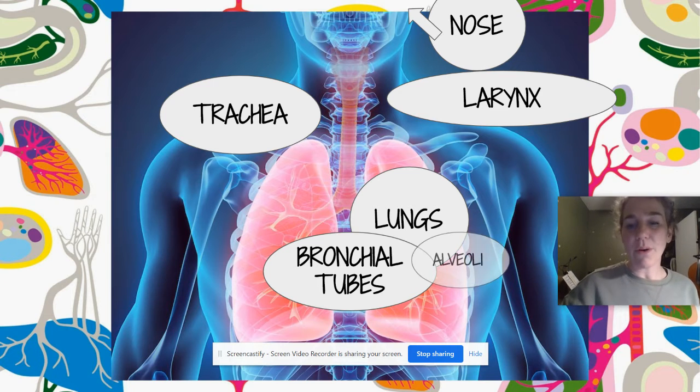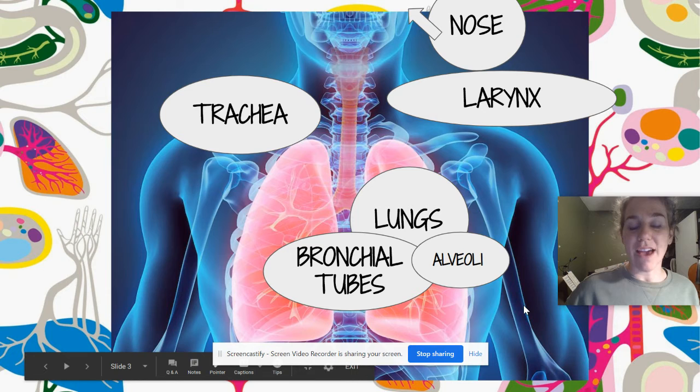And one part of that, you'll learn more about this week as well, is the alveoli. That's where the oxygen goes into the bloodstream and the carbon dioxide leaves the bloodstream. So that's a very important part where the exchange of gases takes place. Oxygen in exchange for carbon dioxide.